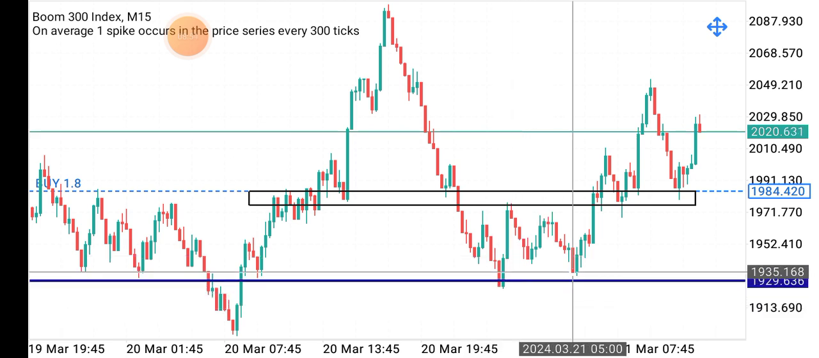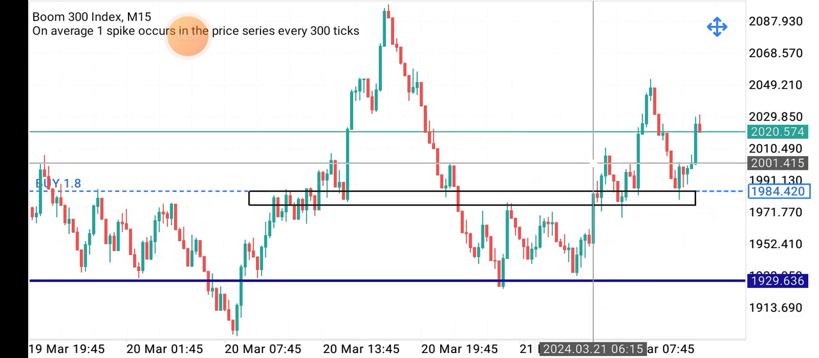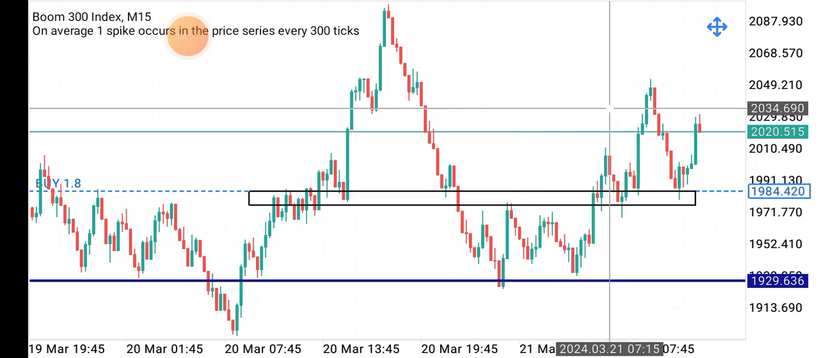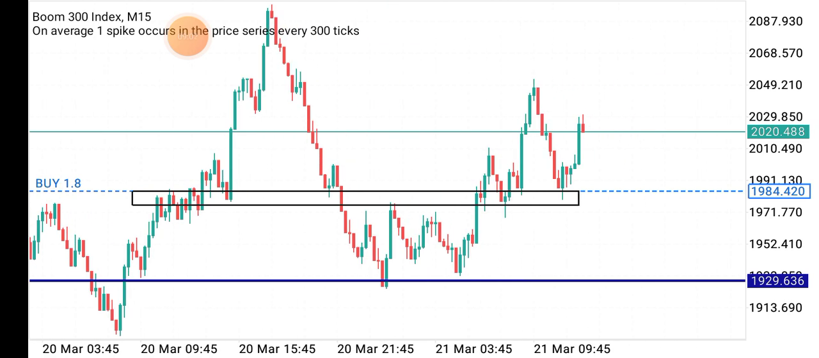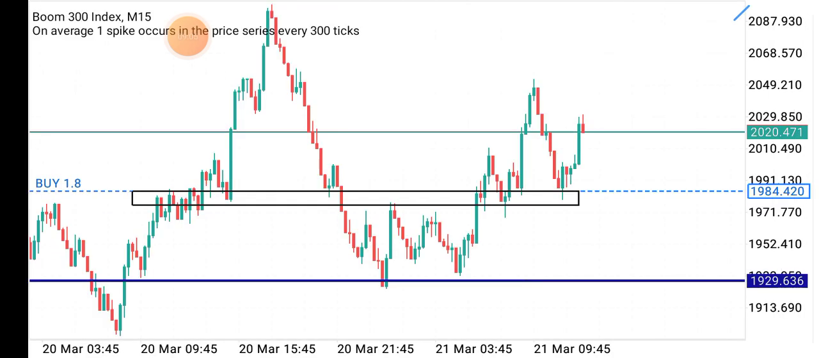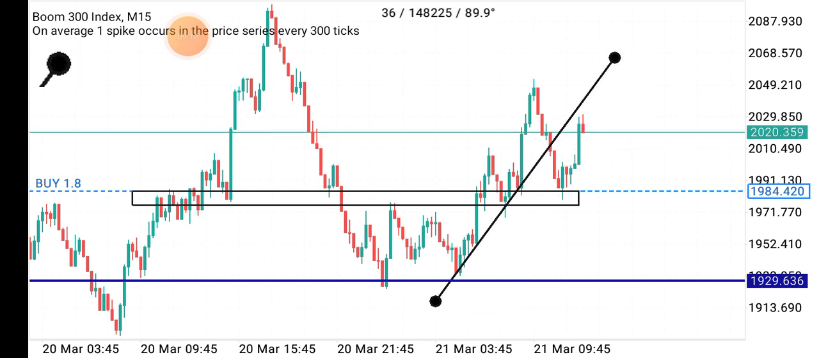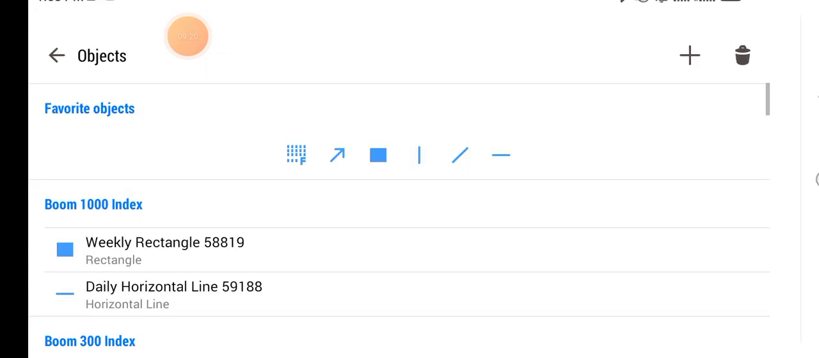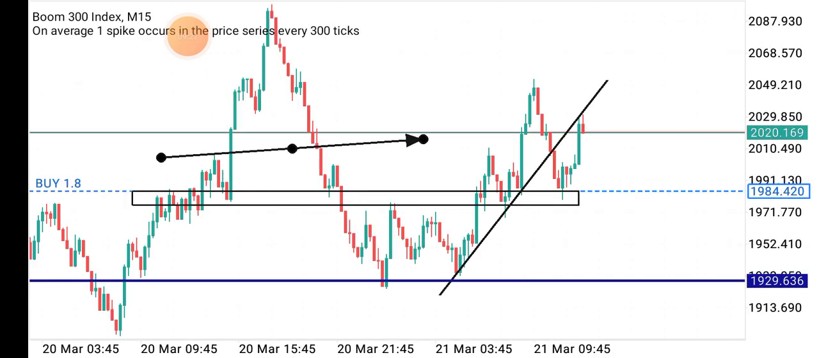So on getting to this point, it started spiking again. It broke this level, came back to retest and went up. So I met the chart at this point. When I got to this chart, I noticed the market was creating higher highs and higher lows. So I decided I was going to wait, and the market was actually around this particular point here.